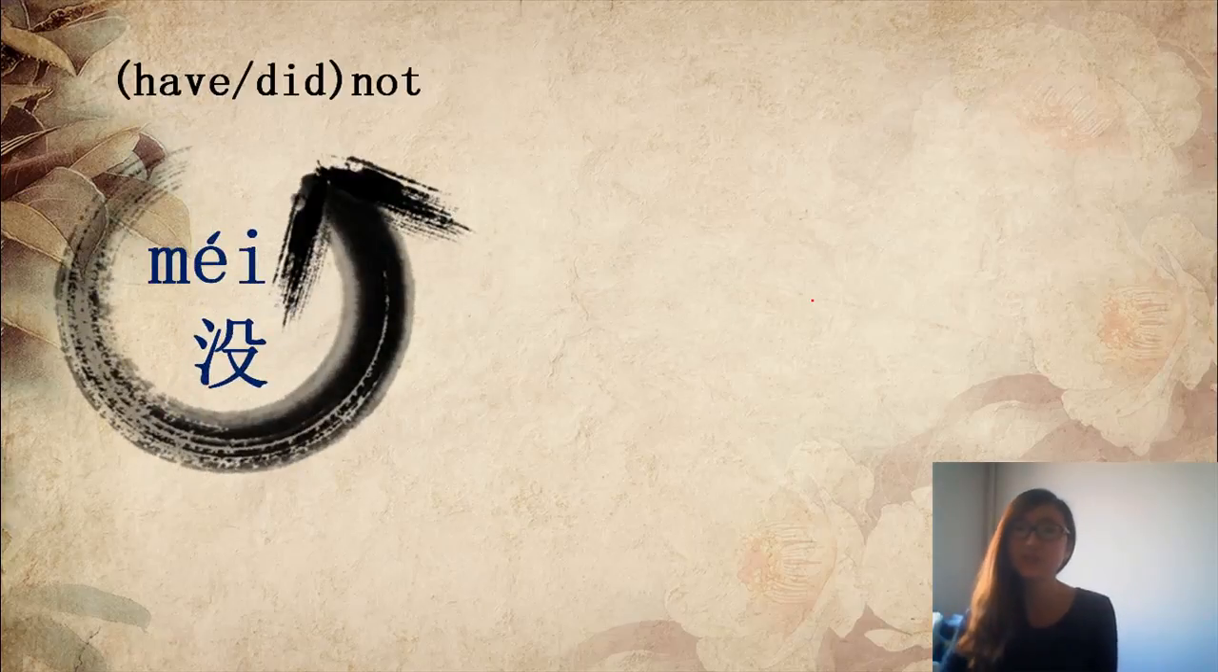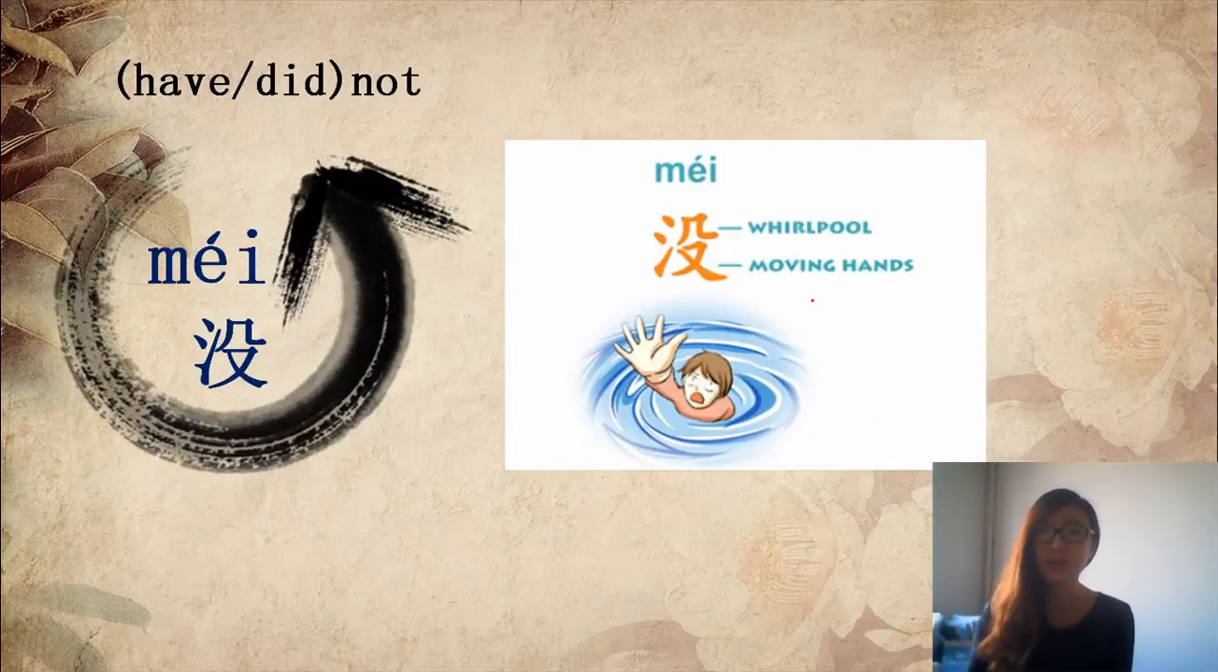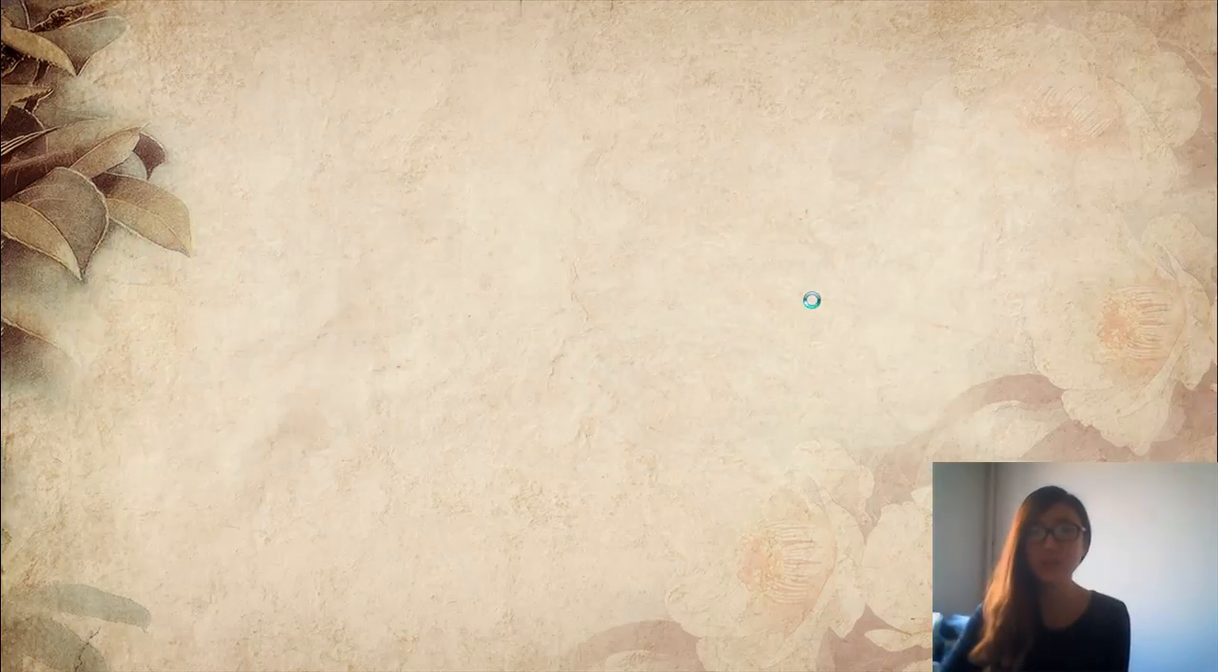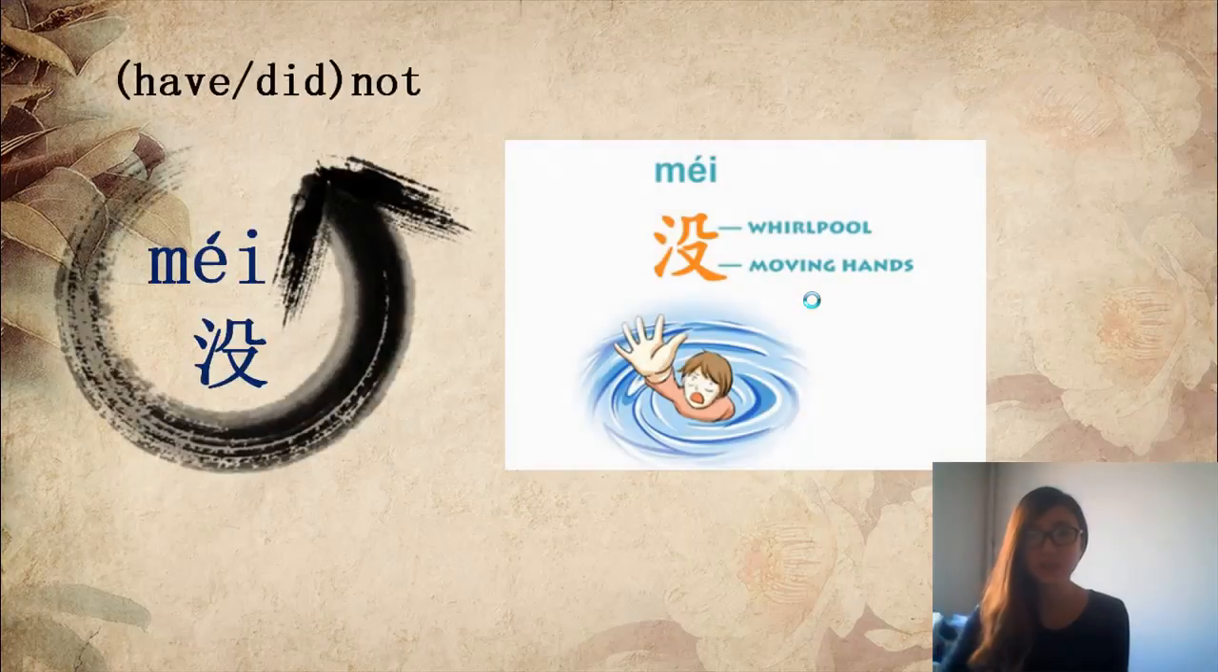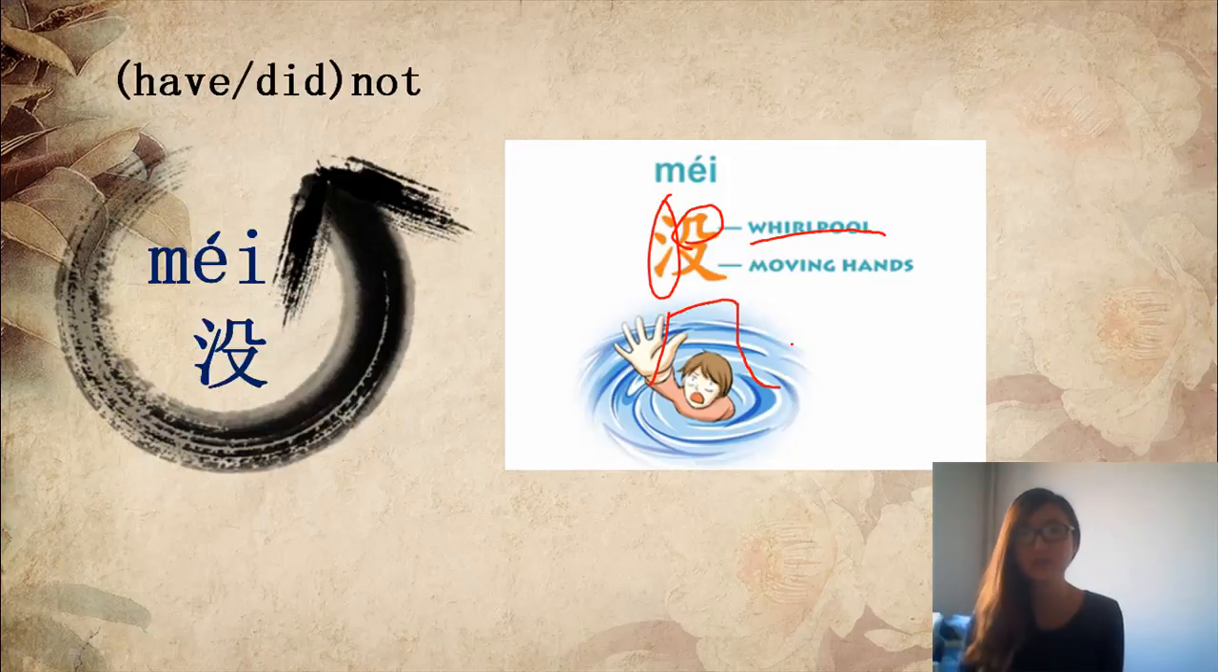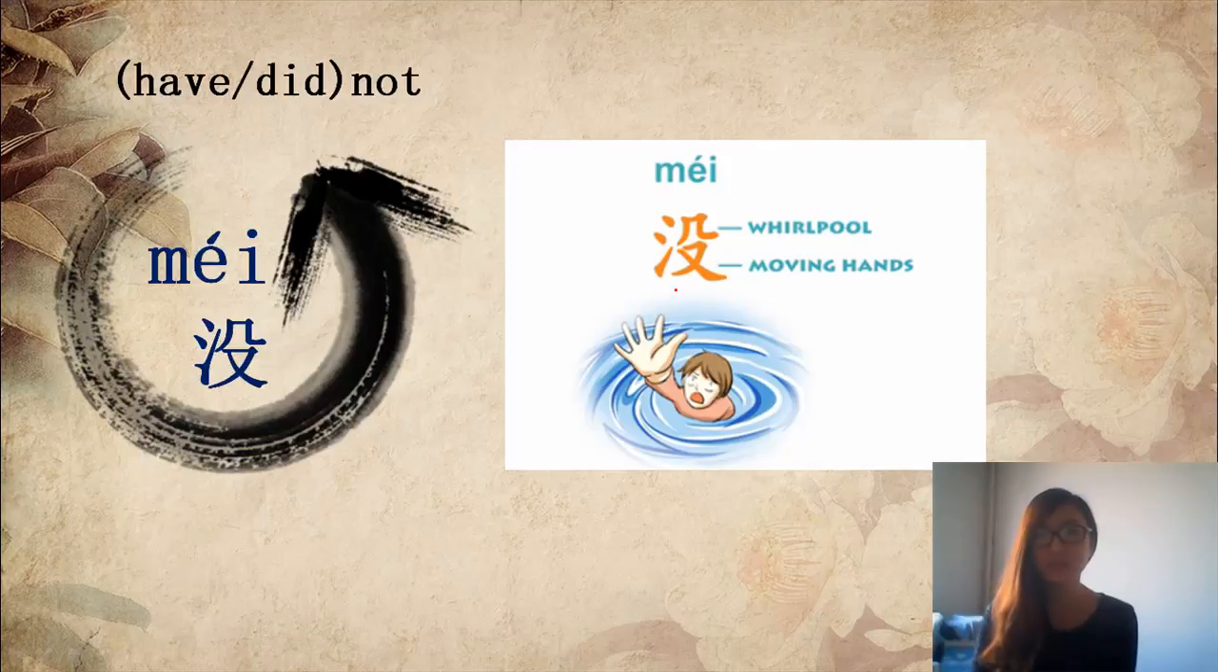Okay, let's look at the next character. Have not, did not, may. This character contains 3 parts. This part is related to water, and this part means whirlpool. You can imagine like this is a whirlpool. And this part, what's this part? It's a hand component. So you can make up a story like this.